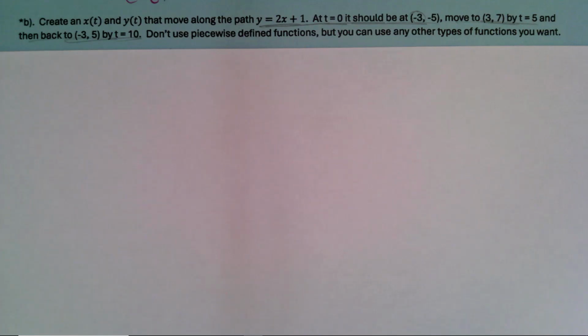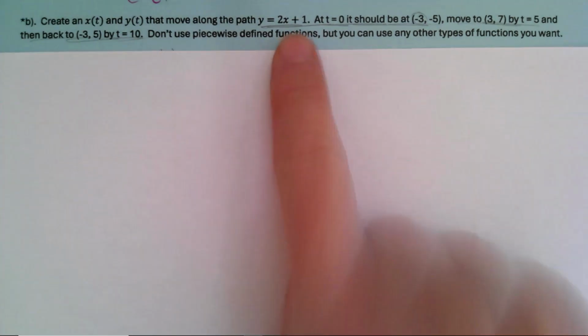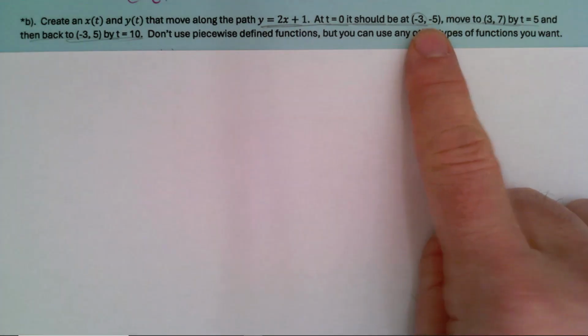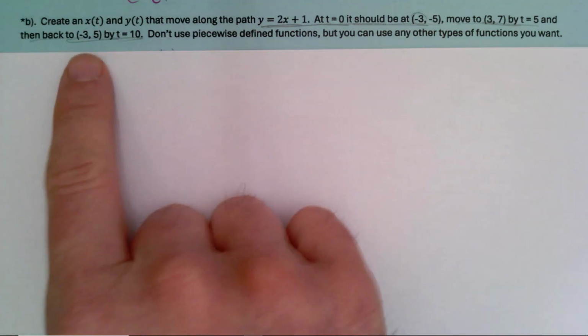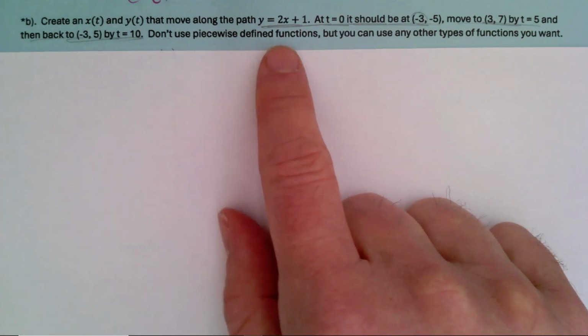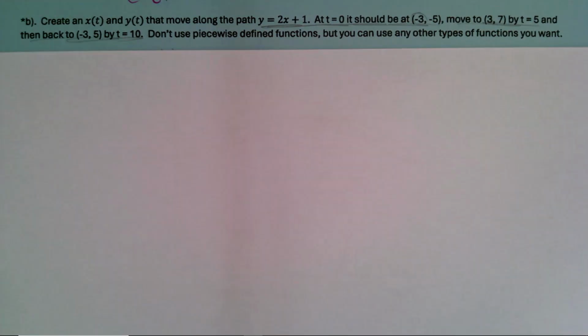This problem was about creating your own parametric path that's linear, but it's a motion that might be less familiar along a linear path. So we want it to start at a particular point, move to another one, and then return to the original point sometime later. So I request that you don't use piecewise defined functions, but you can use any other type you want.